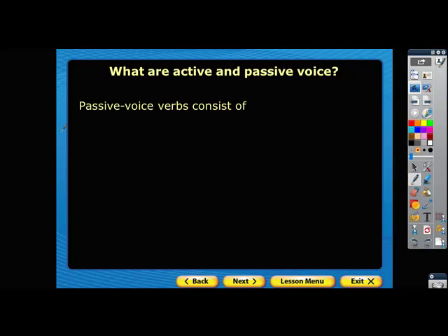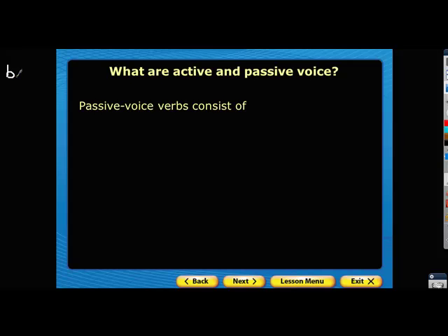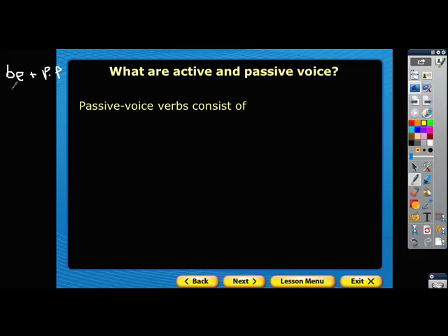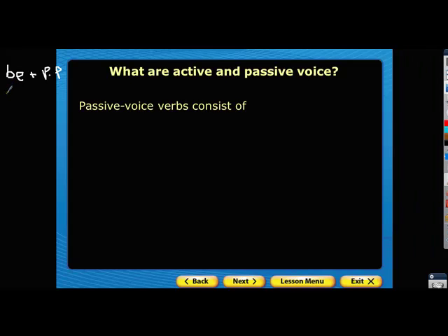Alright, we said that the main form here is verb to be and the past participle of the main verb. That's my design rule. We need to focus here on verb to be. The verb to be in the present tense is what? Yes, am, is, are. The verb to be in the past: was and were. The verb to be in the past participle form or the perfect form: been.